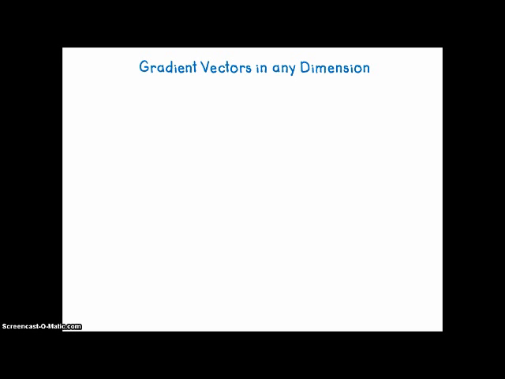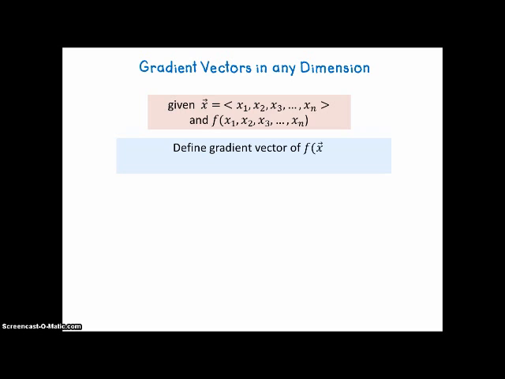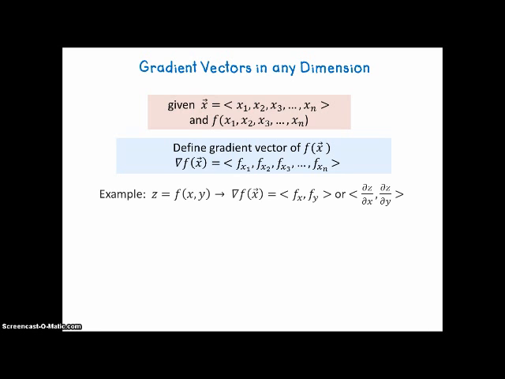Gradient vectors can be considered in any dimension. So if you're given vector x, which is just a way of describing that you have n dimensions, and a function on those n variables in n dimensions, then we define the gradient vector of the function of these n variables to be the vector whose components are the partial derivatives of the n variables. So you can use this in any dimension you wish. This course will focus mainly on 3 dimensions, okay?